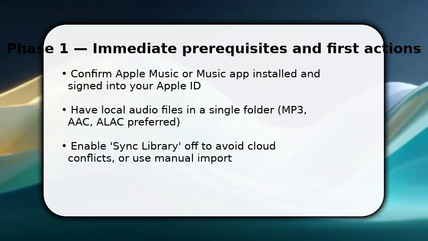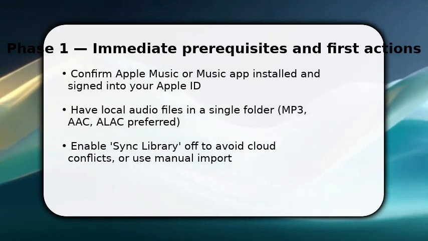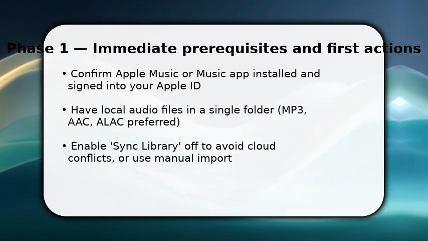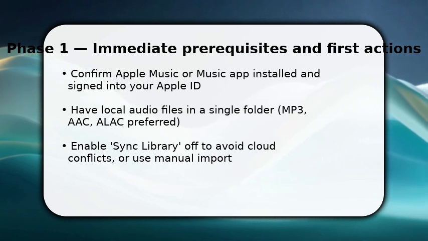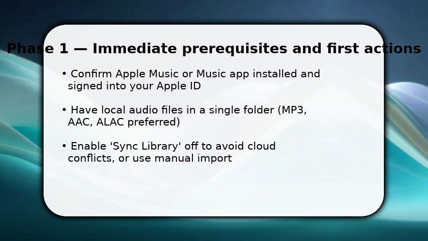You begin by placing all intended tracks in one folder so you won't miss files later. Open the Music app on Mac or iTunes on Windows. Choose File, Add to Library to import. If you plan to keep files local, make sure Sync Library is off. This prevents unexpected uploads or deletions.